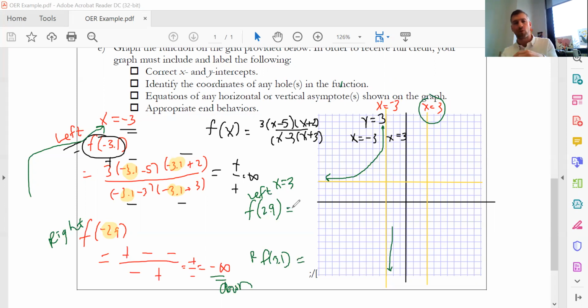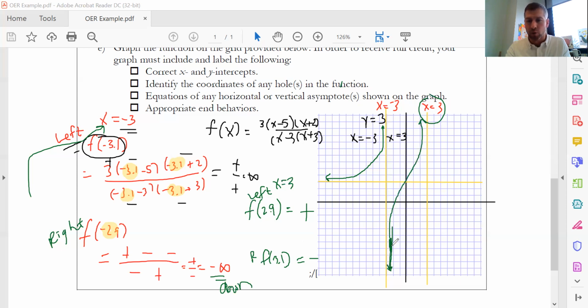Now let me skip forward here. If I plug in 2.9, I'll get a positive number. And if I plug in 3.1, let's see, I can't even remember. It's going to be positive on bottom. It'll be negative on top. It'll be a negative number. So to the left of 3 at 2.9 is going to be going up. So let's just kind of connect these two sections, looking something like that.